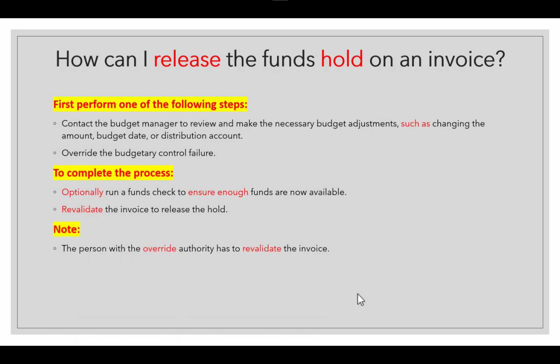Also, you have to know that the person with the override authority has to revalidate the invoice again. For example, you make an invoice, and after that you find one hold related to the funds. Once the budget manager makes an adjustment, changing the amount or date or whatever, again you need to revalidate. Who will revalidate? The person with the override authority has to revalidate the same invoice again.